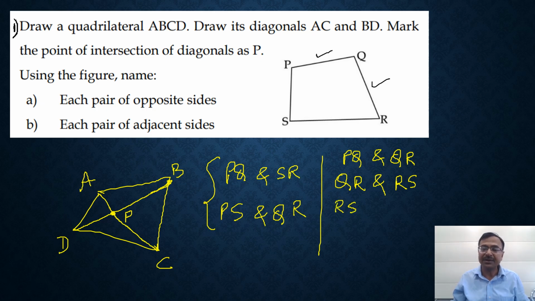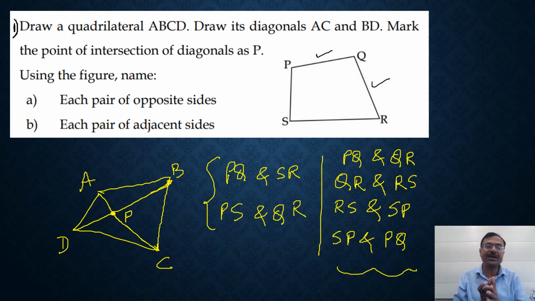Likewise, RS terminates at S and SP starts at S, and therefore these two are also adjacent sides. And the final pair, SP ends at P and PQ starts at P. So PQ and SP, they also form a pair of adjacent sides. So in a quadrilateral, you have two pairs of opposite sides and four pairs of adjacent sides. That is the first question for you.